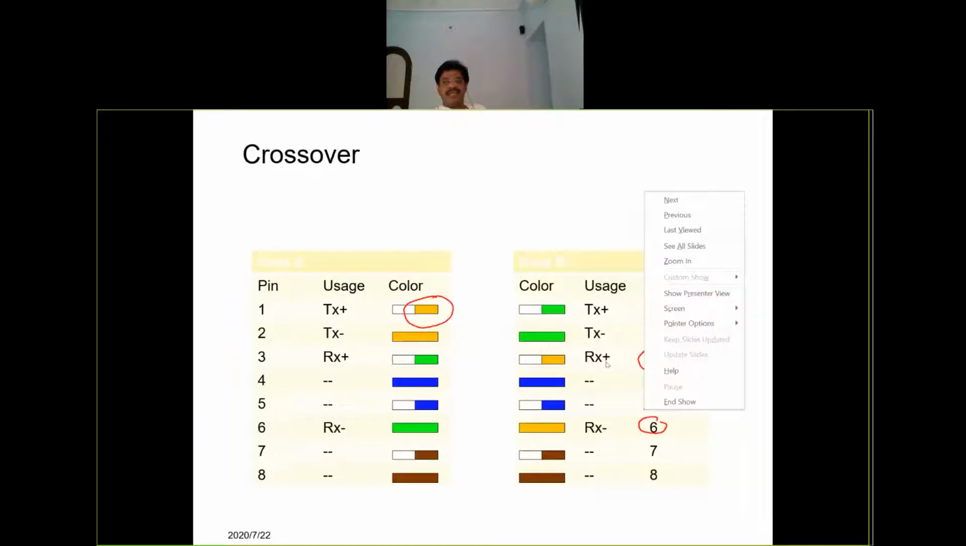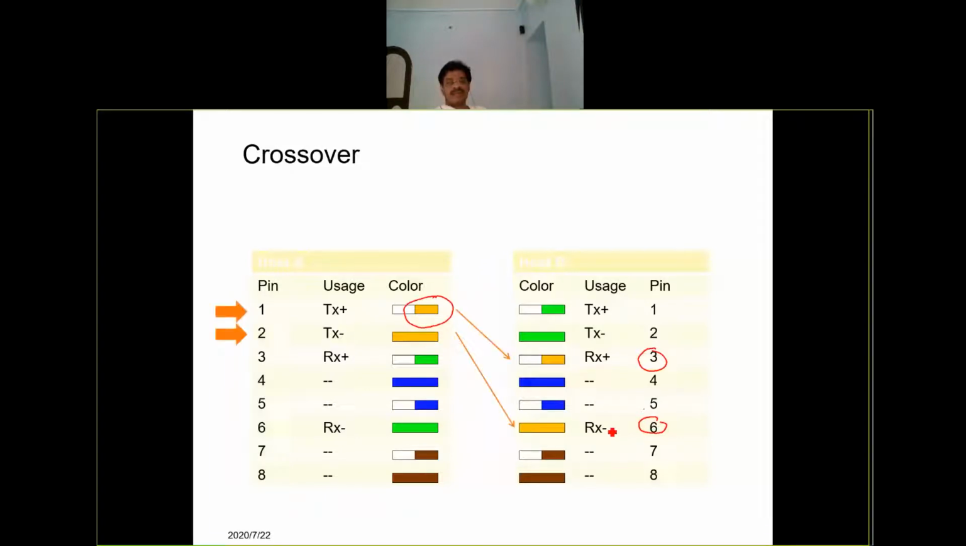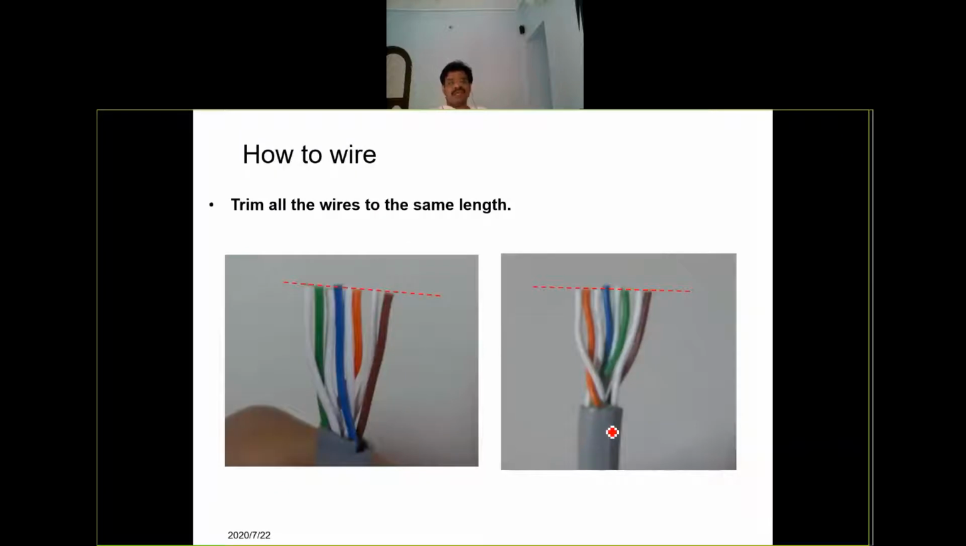1 is connected to 3, 2 is connected to 6. The same is true again for 3 connected to 1, 4 to 4, 5 to 5, and 6 connected to 2. This configuration is known as a crossover type of configuration. Crossover cables provide us the crossover connectivity of transmitter and receiver.